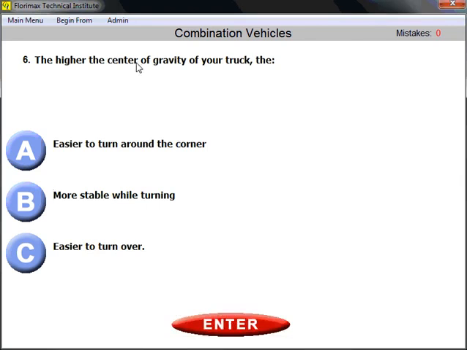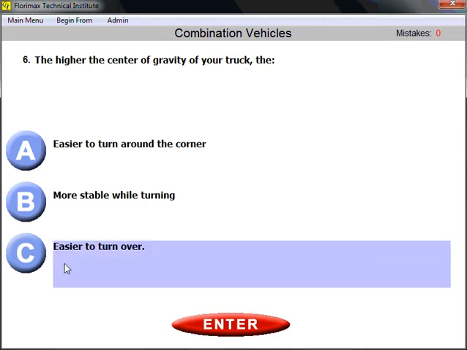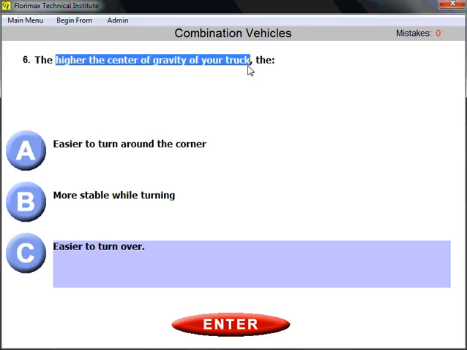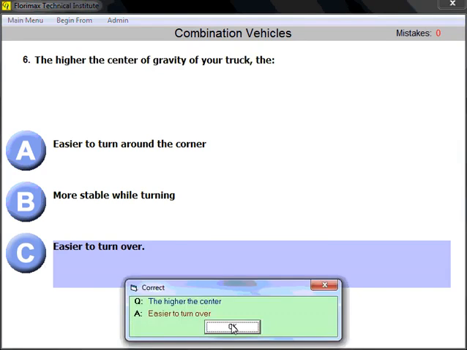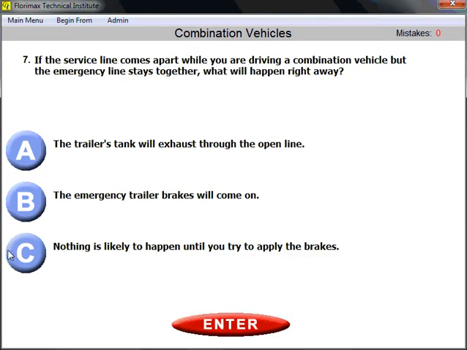Question number 6. The higher the center of gravity of your truck, the what? Definitely easier to turn over, because when you put your load high above the ground, then you increase your chance to turn over. So the higher the center of gravity of your truck is, the easier it is to turn over. Okay, very good.